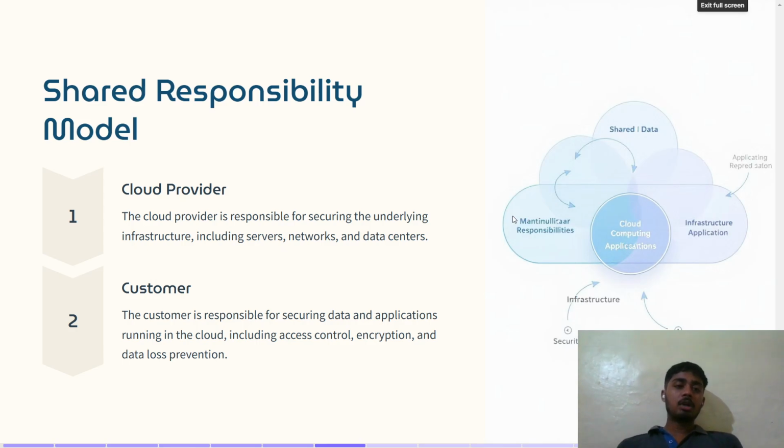Now, the important model for cloud security is the shared responsibility model. The first one is the cloud provider. The cloud provider is responsible for securing the underlying infrastructure, including servers, networks, and data centers. And the customer is responsible for securing data and applications running in the cloud, including access control, encryption, and data loss prevention. So in this diagram, you can see where the cloud computing application sits. There are the infrastructure, the security, infrastructure application, and shared data.